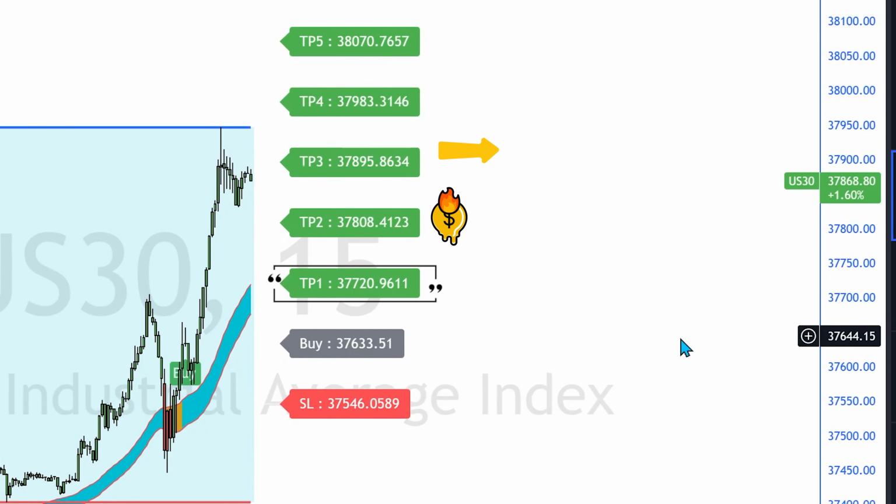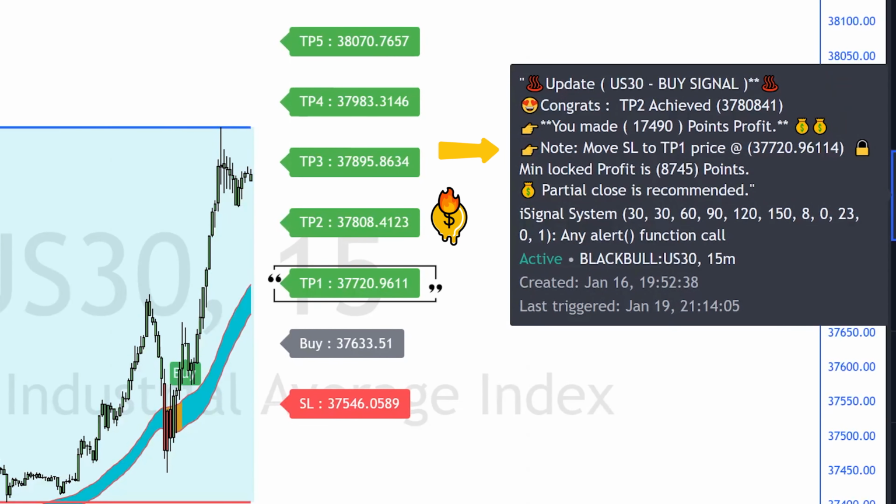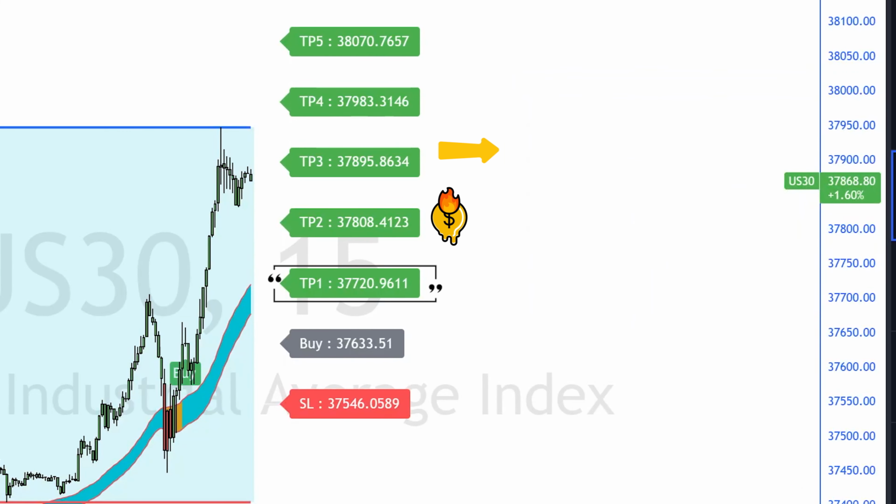Why? A lot of traders that trade will make 300-400 pips and then lose all their points back. Why? Because he just keeps waiting, and all the profit has gone again. Okay, the system protects your capital, protects also your profit. It says move stop loss to take profit 1, price at 37,720. Minimum locked profit is 87 points. So what happens if the price comes back to take profit 1 and closes at take profit 1? So let's imagine this scenario happens, the price comes here.